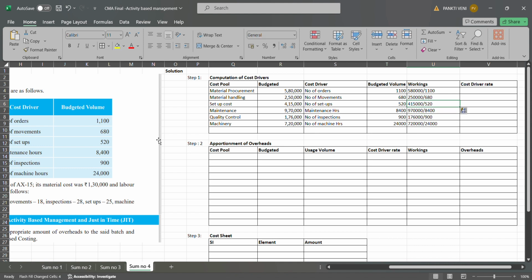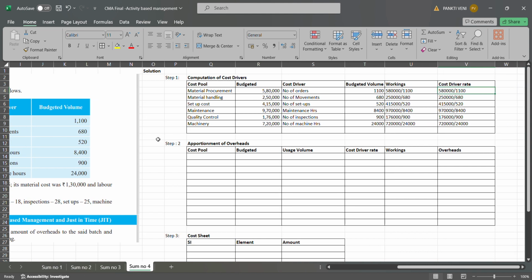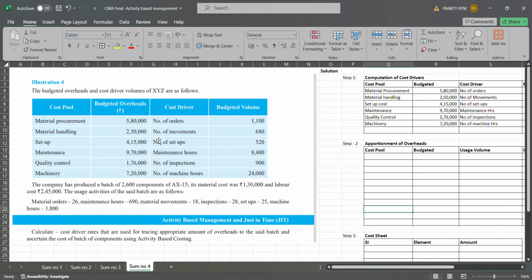Okay, done. So now I have cost driver rates. If I divide this 5,80,000, okay, I'll get my rates. So my rates are ready. Now what I'm supposed to do is apportion my overheads. Okay, I'm supposed to apportion my overheads. So how will I apportion my overheads?